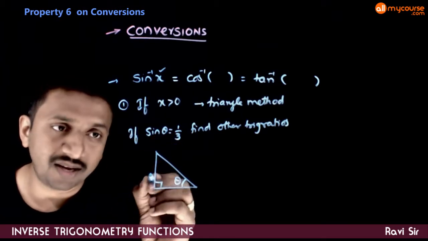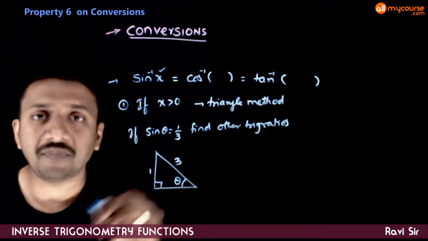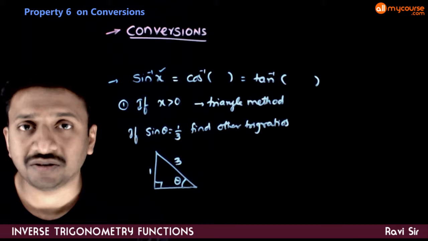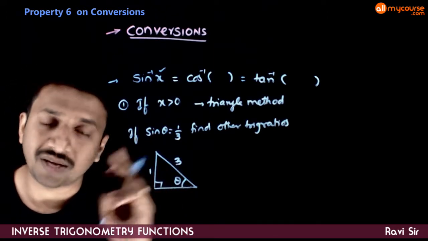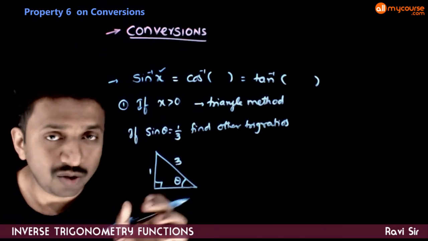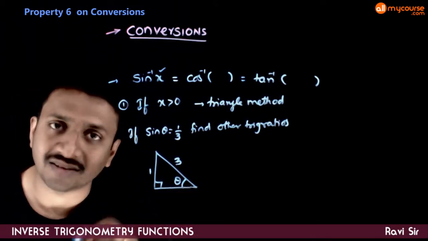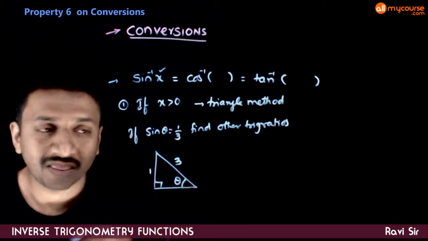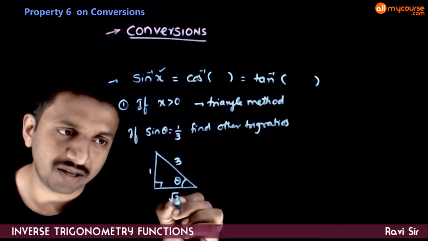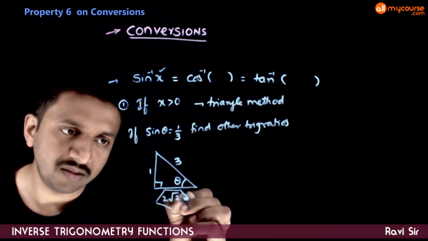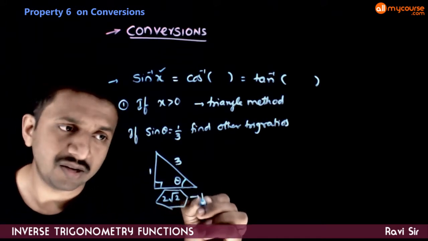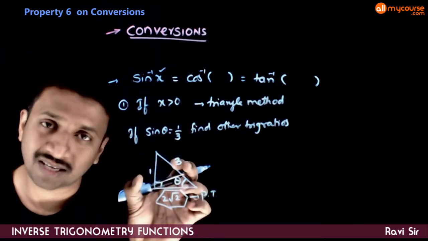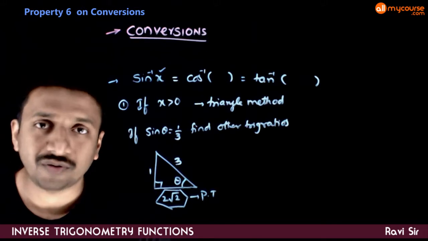Sin theta is 1 by 3, so we write the opposite side as 1 and the hypotenuse as 3. Because sin theta is opposite side by hypotenuse. So from these two numbers, using Pythagoras theorem, you can find what this length is. So this length is root of 3 square minus 1 square. It is root 8. So this can be written as 2 root 2. So whenever a ratio is given, two sides can be written and the third side can be found out from Pythagoras theorem.